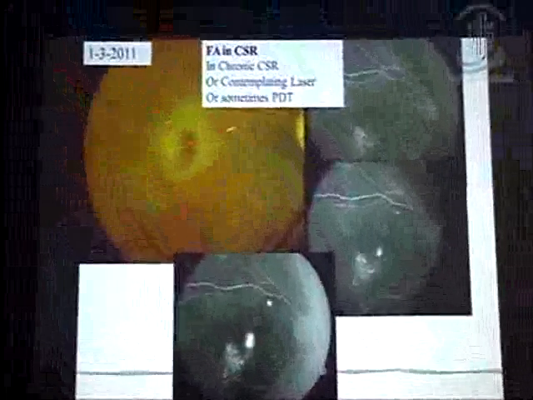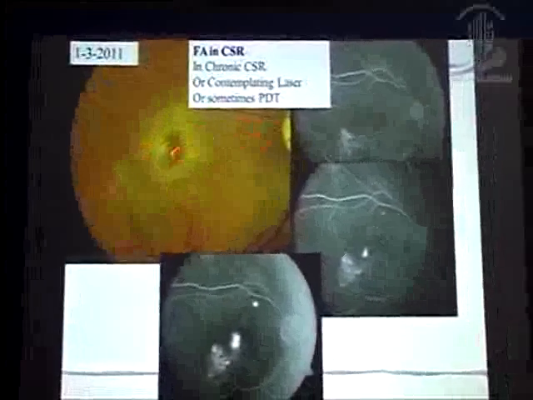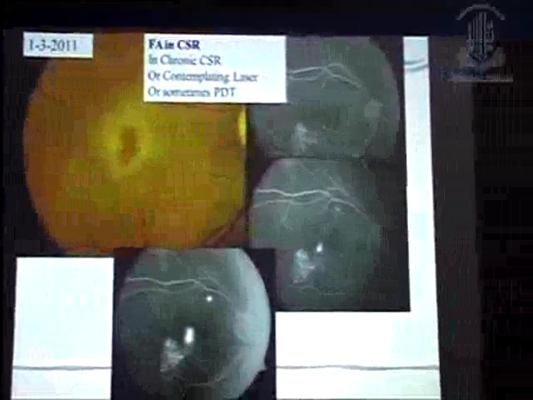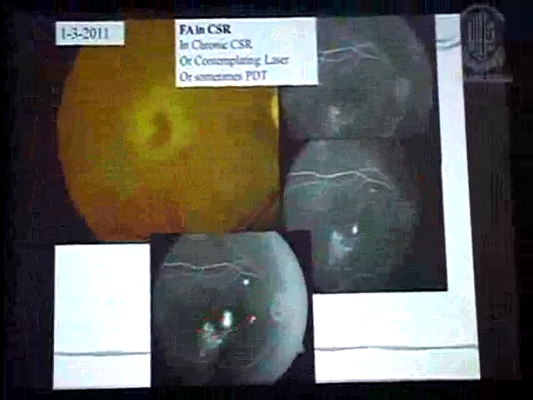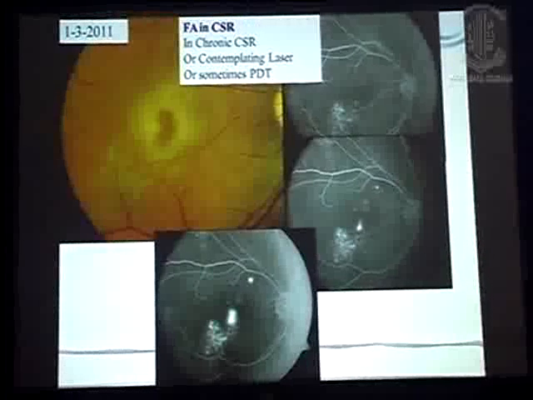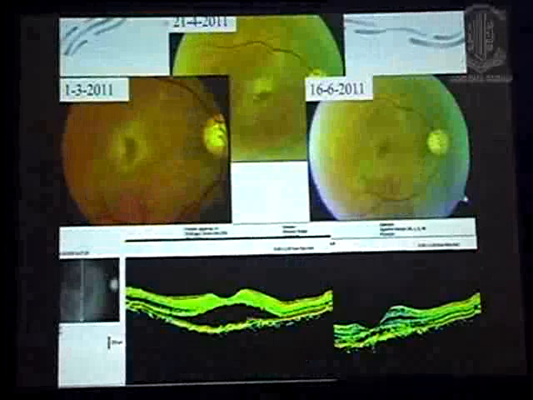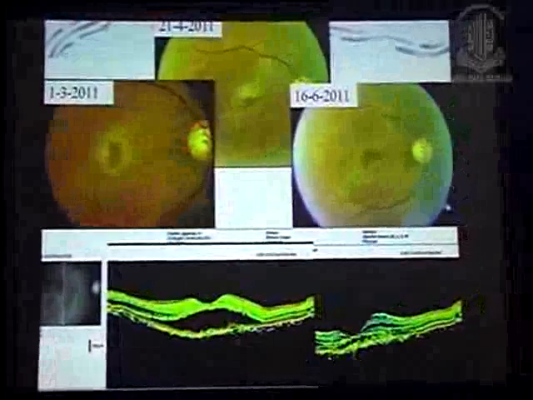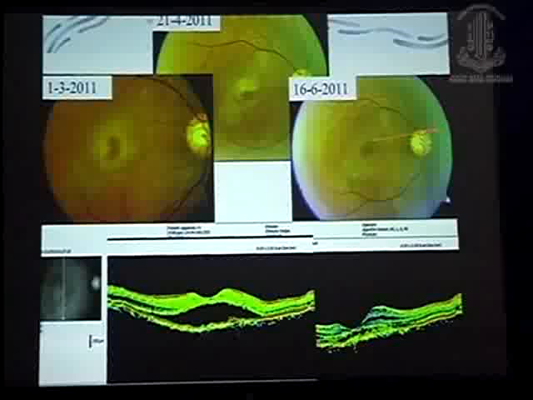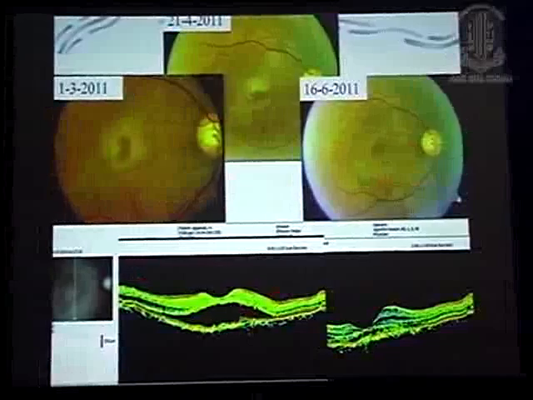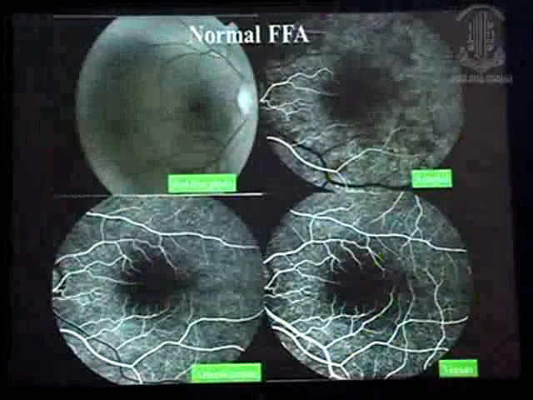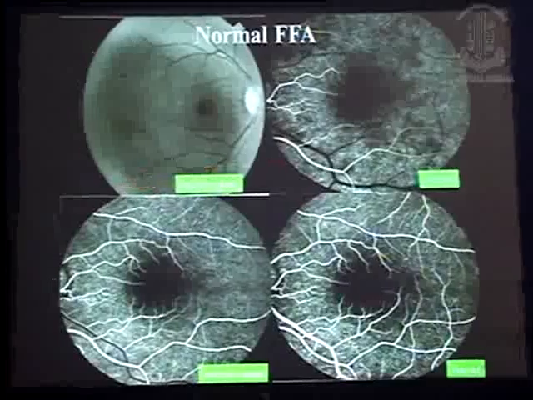However, if it's a chronic CSR, like you have here, it's a subretinal, there's some fibrin deposit here, or you are contemplating laser. This has been emphasized that you have this multiple leaks here, which are typical of CSR. This patient actually we lasered, and post-laser the angiogram, the photograph is here, and the OCT has come back, the SRF has absorbed. This is normal FA, which I think has been discussed, red-free photograph and early phases.